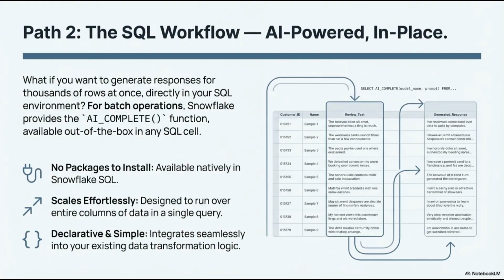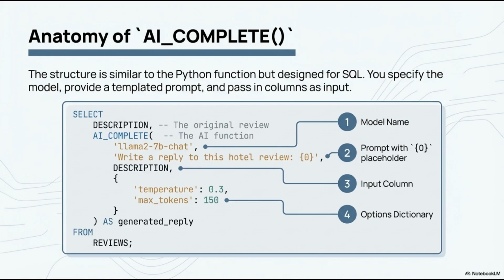This completely removes the burden of managing external compute or worker pools that you might need to scale a really big Python job outside the data platform. Let's break down the function structure then. If we're not using Python's f-strings, how does the SQL function handle the prompt? The structure is a little different.